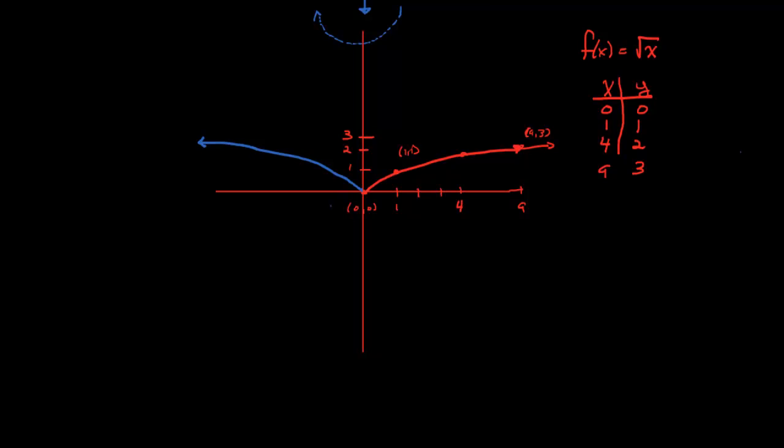So here, we would no longer have the point 1, 1. We would have negative 1, 1. We would have negative 4, 2. And then over here, we would have negative 9, 3. So this would be negative 9, 3. This would be negative 4, 2. And this would be negative 1, 1. So that would be an example of how we would rotate or flip across the y-axis.